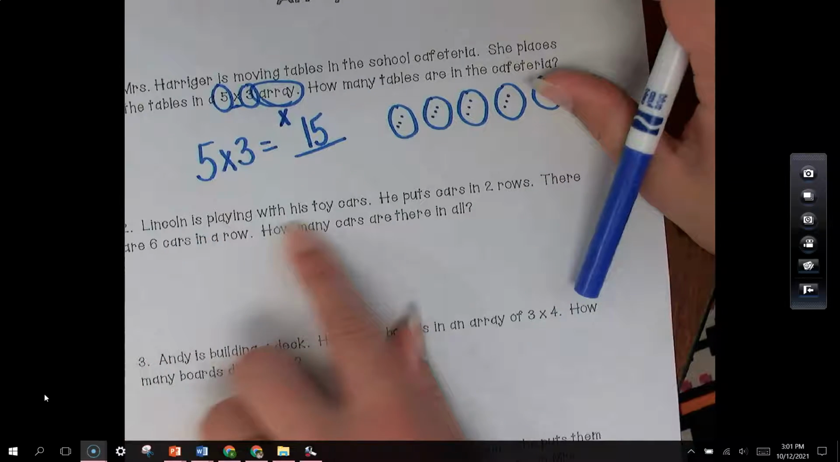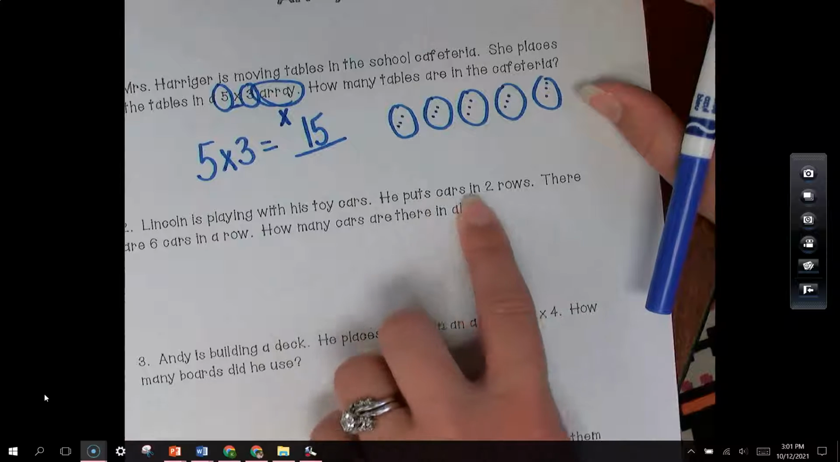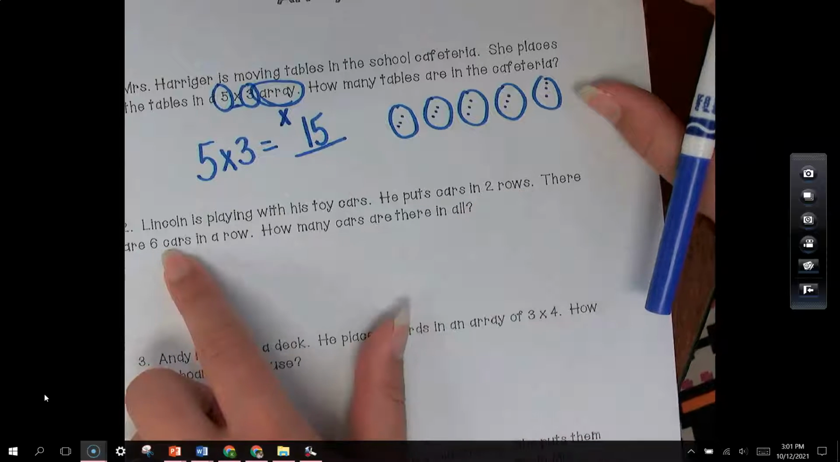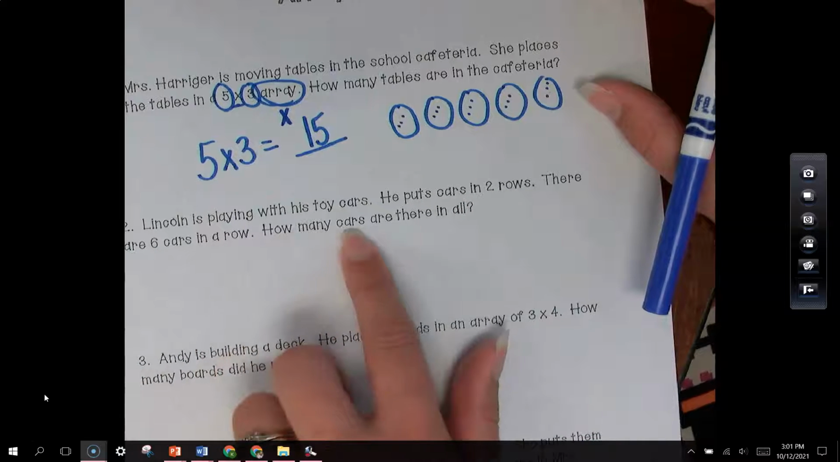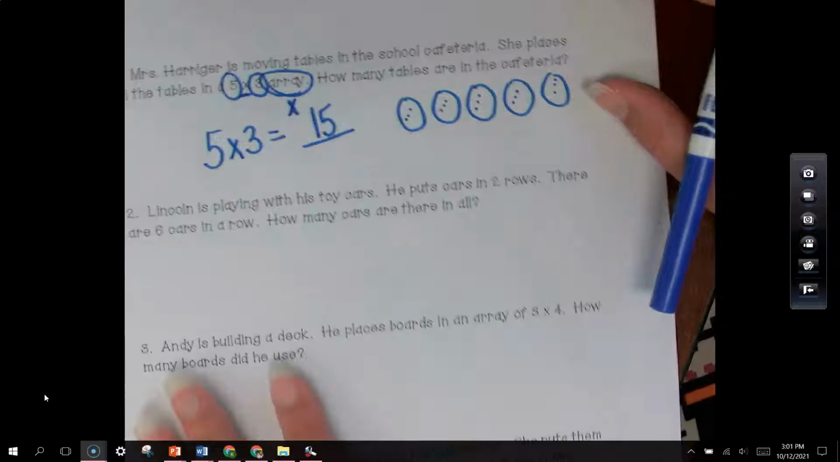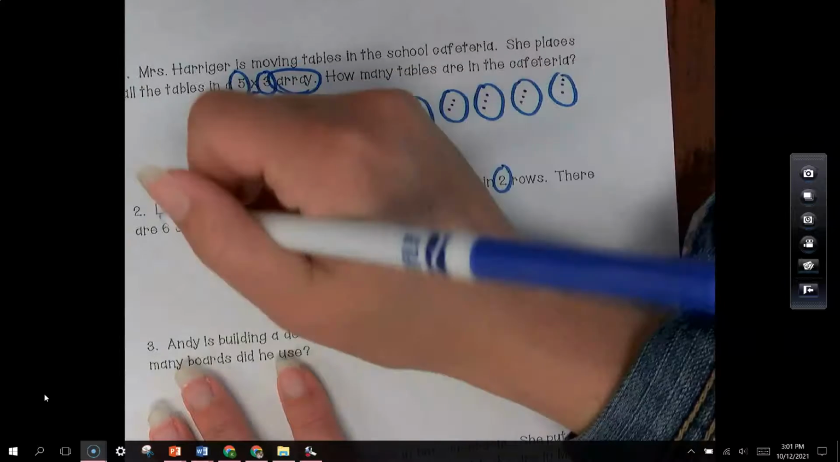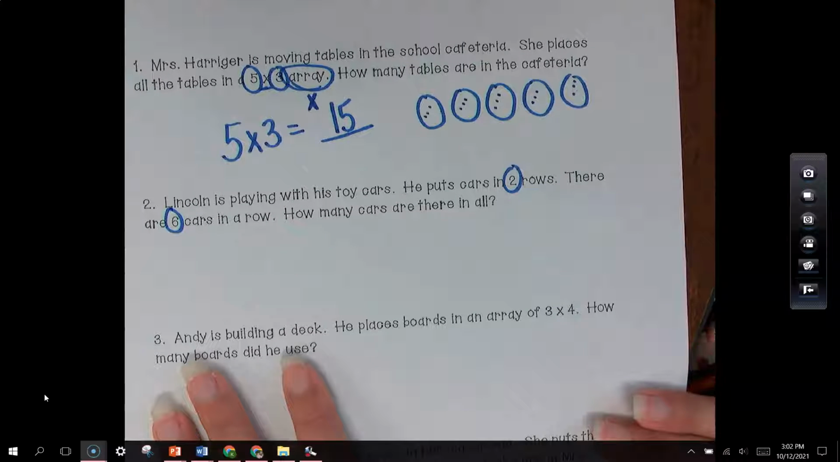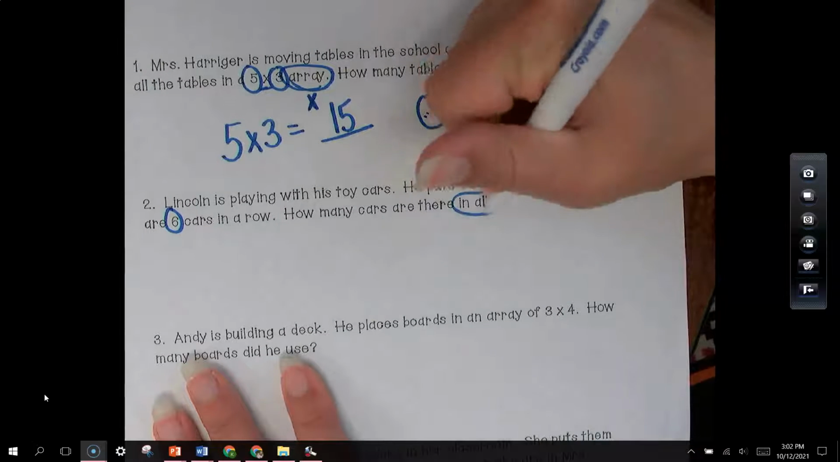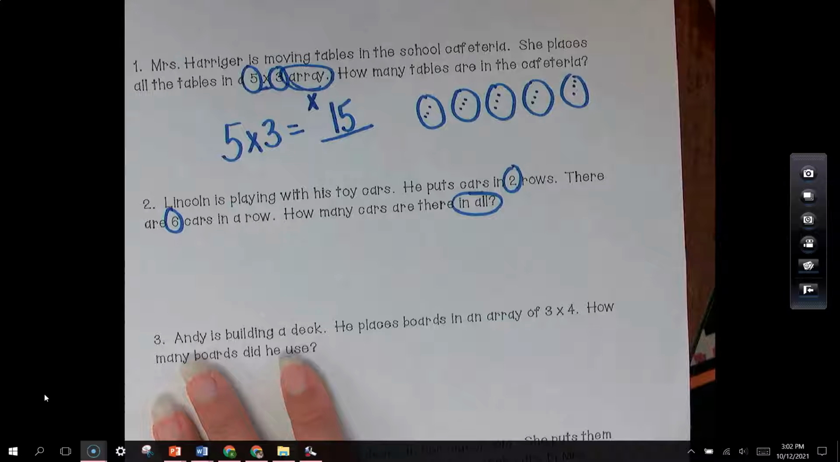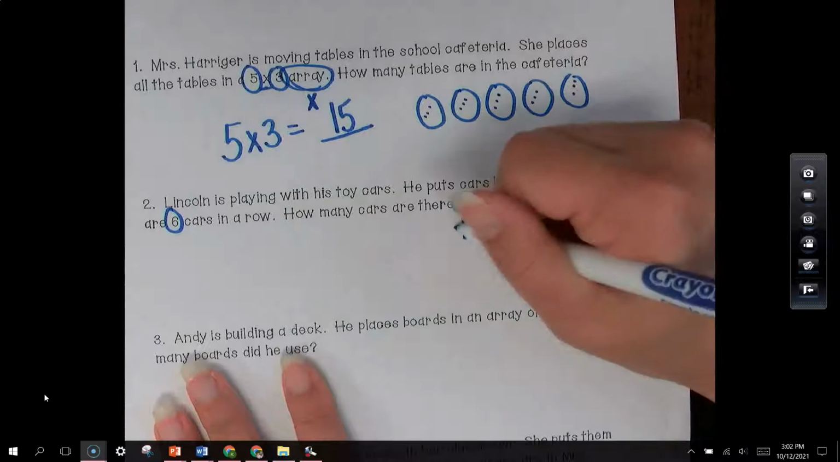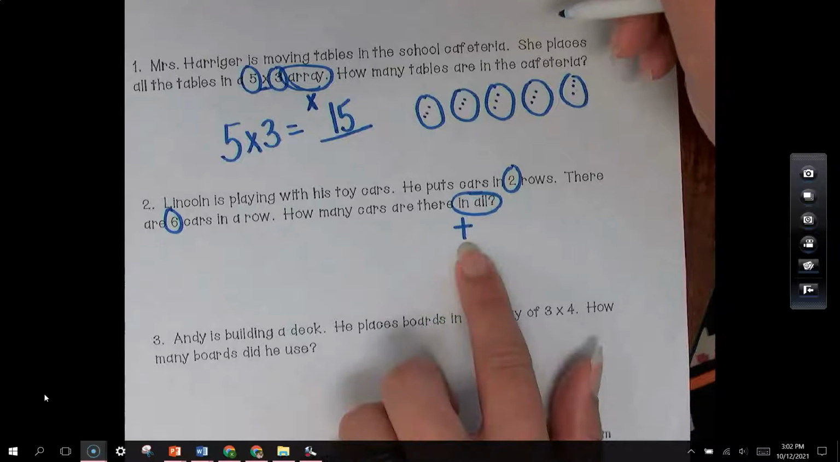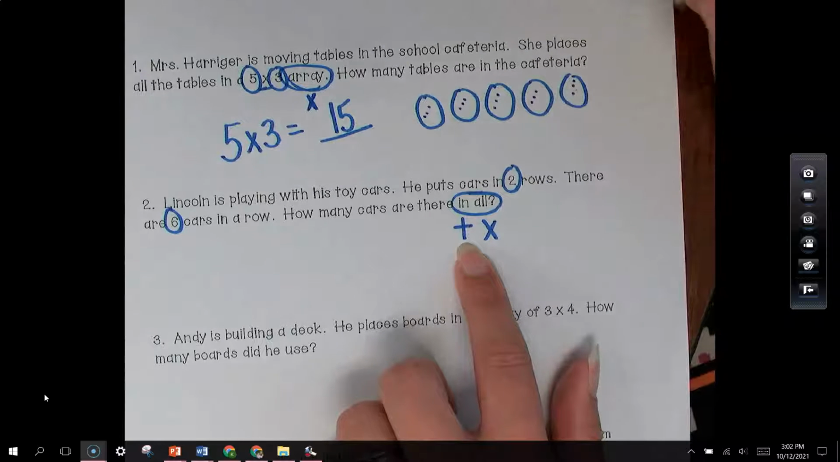Lincoln is playing with his toy cars. He puts cars in 2 rows. There are 6 cars in a row. How many cars are there in all? Well, I see a 2, and I see a 6. Do you see any other things that are important in this story problem here? If you said in all, you're exactly right. In all is super important because those are keywords that we learn in math. We have learned that in all means add. But if I choose addition, I must also choose what? If you said multiplication, you are correct.